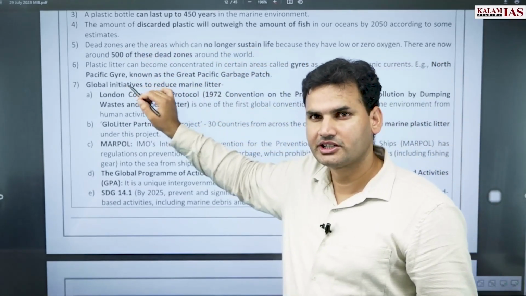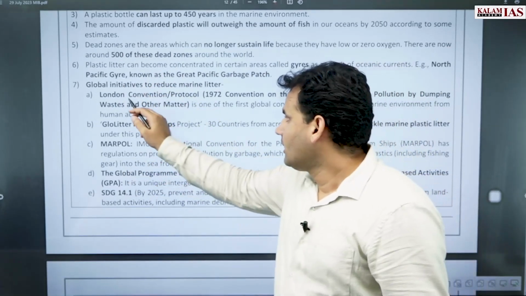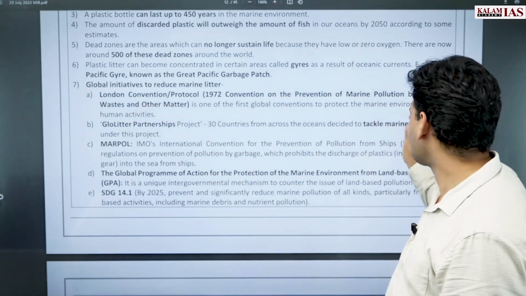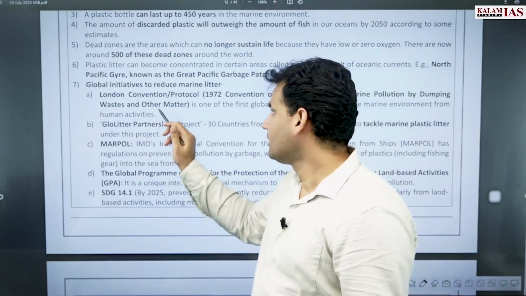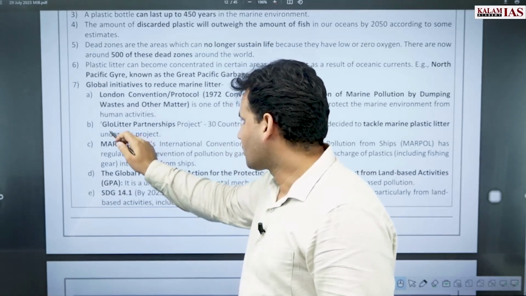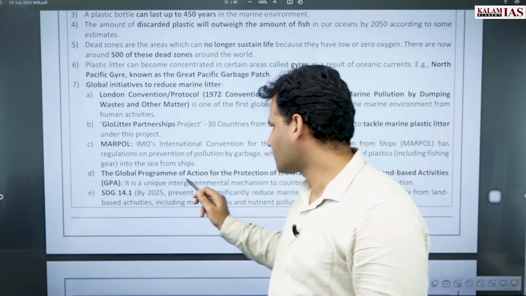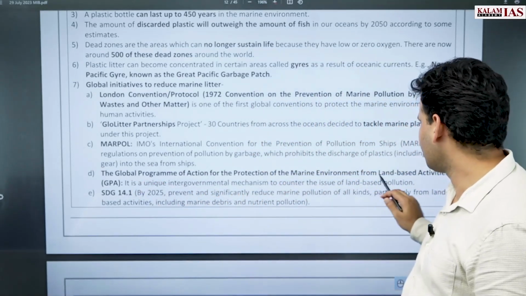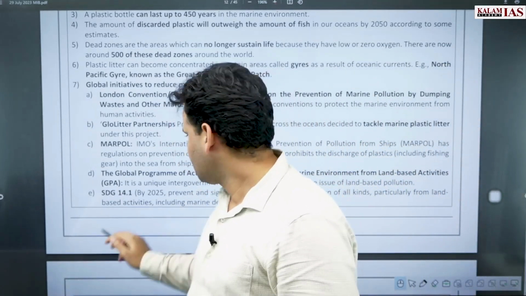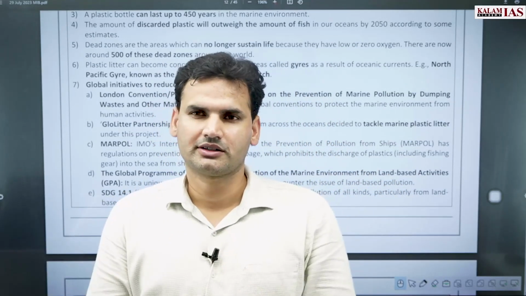Do we have some global initiatives? Yes, definitely we have, and you should remember these, like London Convention Protocol 1972, prevention of marine pollution by dumping waste and other material. So you can simply remember London Convention, year is 1972. Global partnerships, MARPOL, also GPA, that is Global Program of Action for Protection of Marine Environment from Land-Based Activities, and SDG 14.1, because 14 is related to life below the waters, life under the oceans.